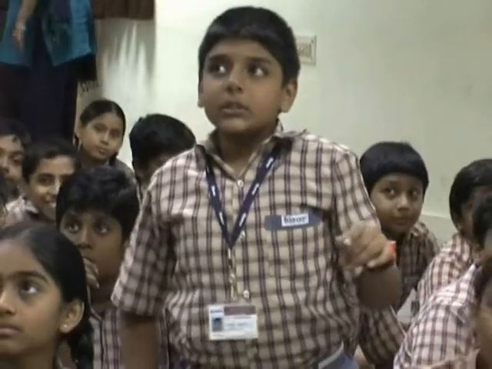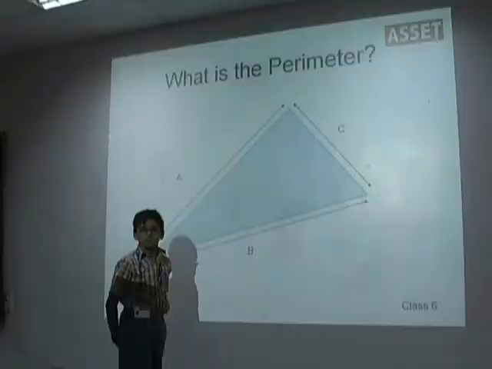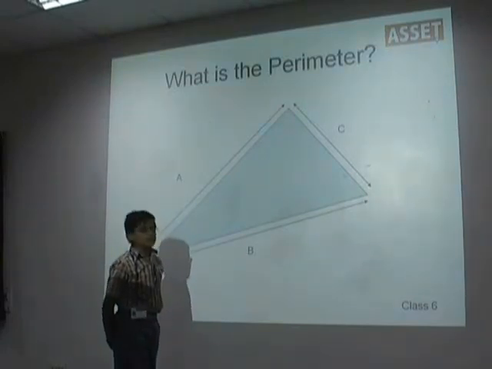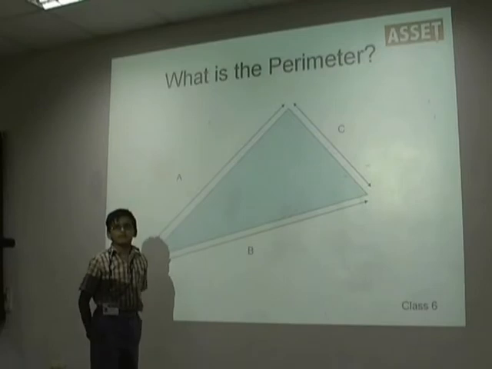So what will you do first? All three you'll add? Yes, then multiply it by 3. Multiply it by 3. Why do we do that? To get the perimeter. Why? Because it does not have an exact measurement.